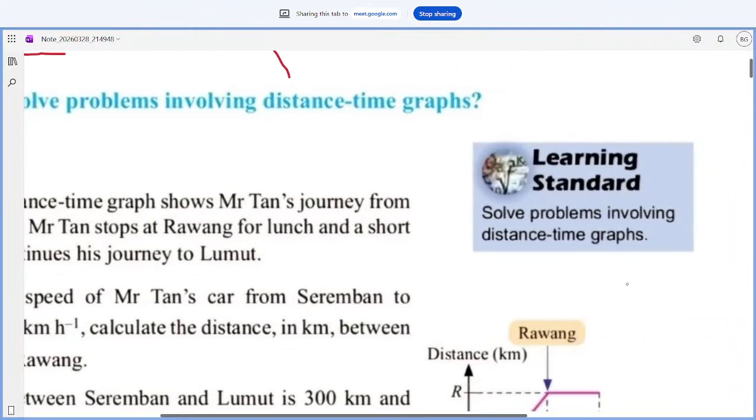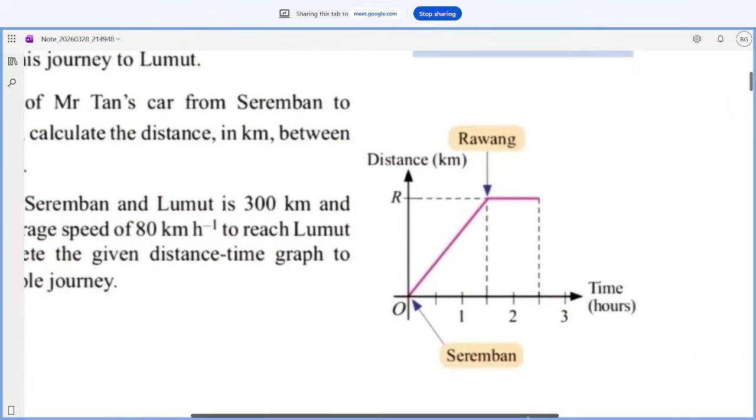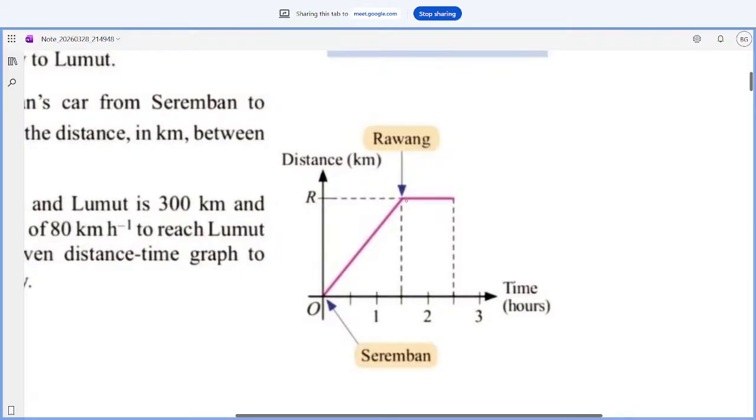Okay, so this is the distance time graph we are talking about today. Okay, guys, before we see the question, can you analyze over here, bahagian ni, guys? Apa yang tengah berlaku? Cuba huraikan. Can you describe what is happening in this part of the graph? Yes, okay, alright. Yes, you can say speeding up.